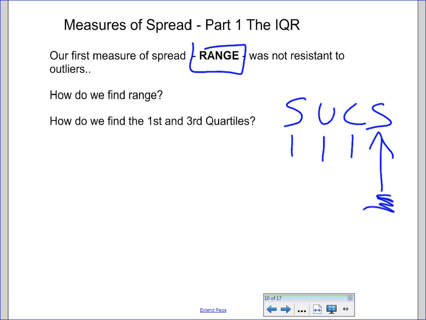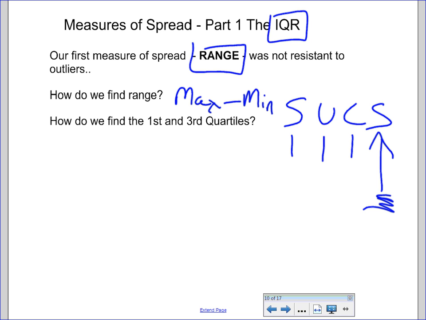To find range, you just do the maximum value minus the minimum value. Excuse me. So that's range. We're not going to use range. Instead, we're going to use this, which is known as the IQR.